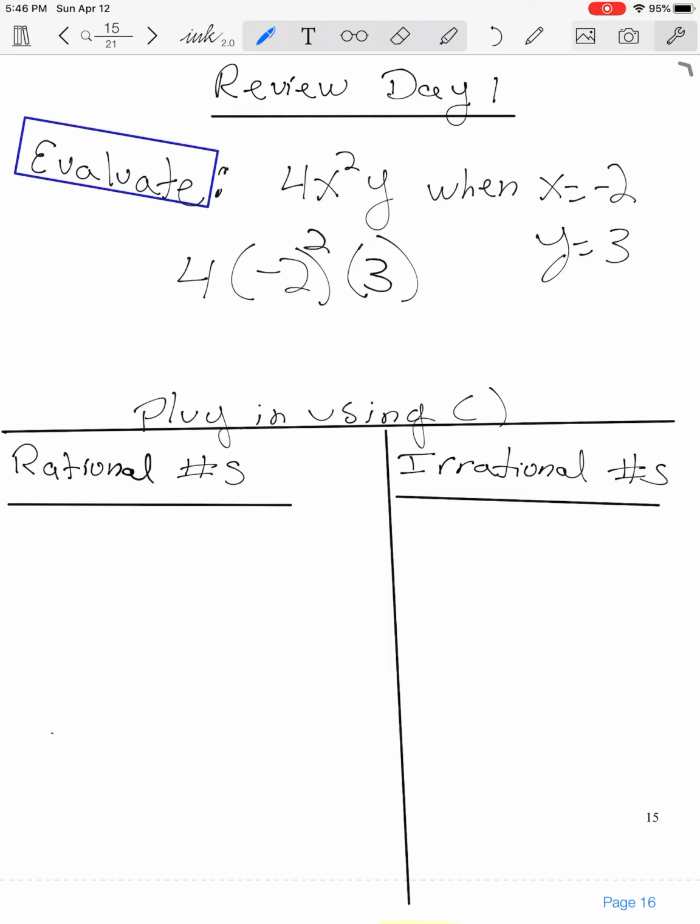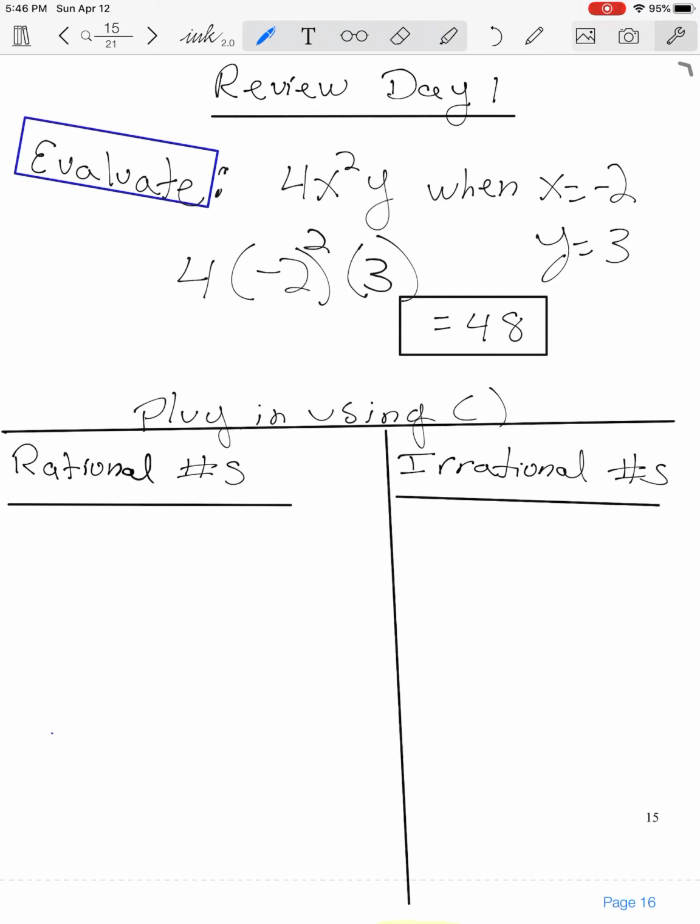When I plug that in, I go straight away to the calculator, use my parentheses, put the whole thing in, and I'm going to get 48. And that's it. That's your answer. So when you plug in, the most important thing to remember is to use your parentheses.